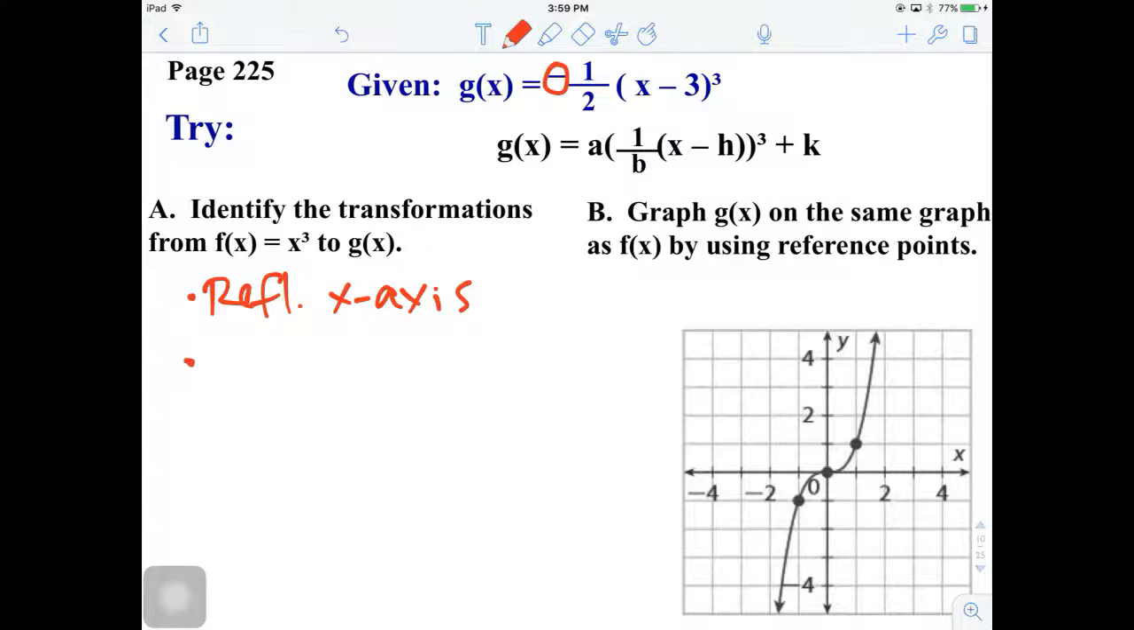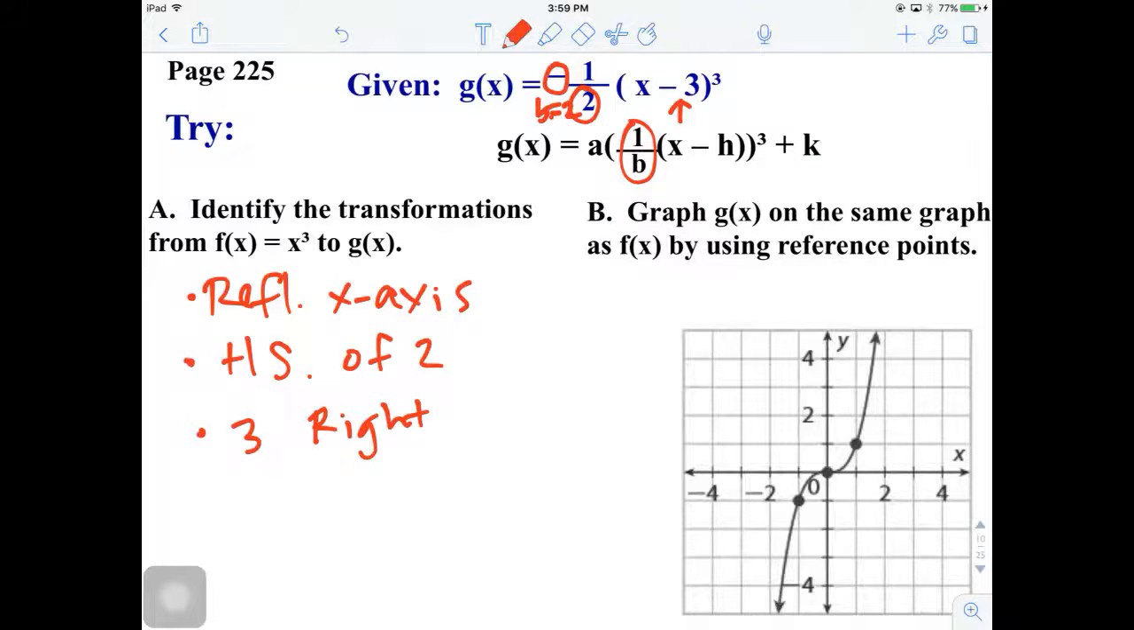And notice that comparing to this equation, b is actually equal to 2. So that's what b equals. And because 2 is greater than 1, it's a horizontal stretch factor of 2. And the next thing is it's going to shift 3 units to the right, okay? Because minus 2 means to the right. And remember, to the right you add, to the left you subtract in the transformation equation.